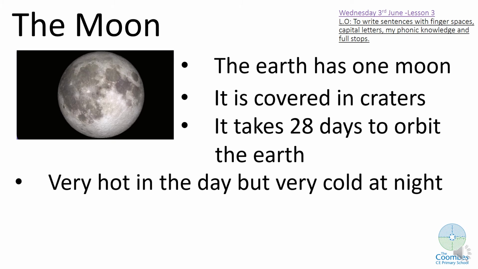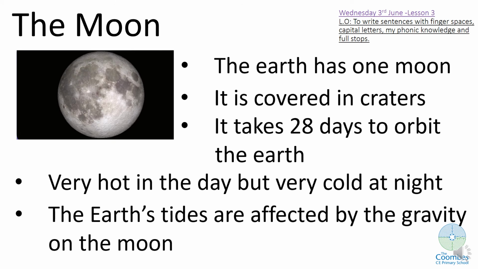The moon, because of where it is in the solar system, during the Earth's day, it's very, very hot because it's closer to the sun. But at night, when the Earth is covering the moon away from the sun, it gets very, very cold.